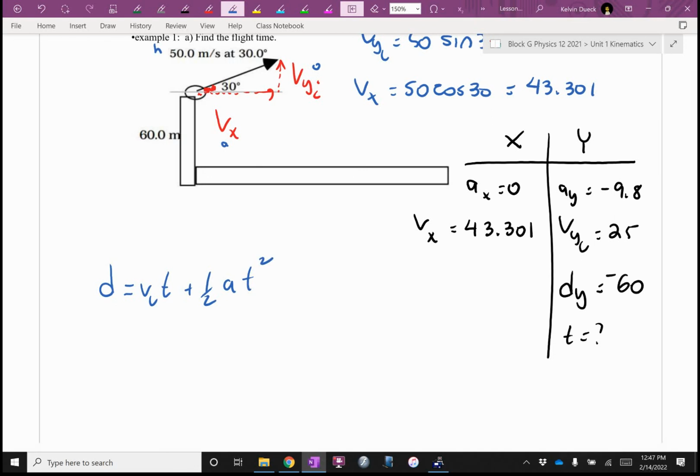And Paige, what we learned last day was, unfortunately here, because none of these are 0, I can't get the T by itself using formula manipulation. This is a full quadratic equation from Math 11. I'm going to put in my numbers. It's going to be negative 60 equals 25T minus 4.9 T squared. I did the half of negative 9.8 in my head. I've done that one often enough that I can handle that.